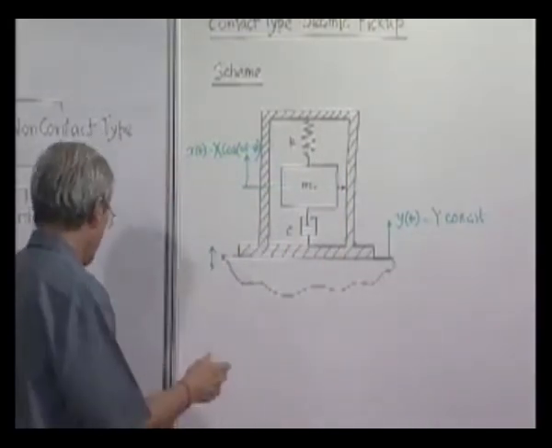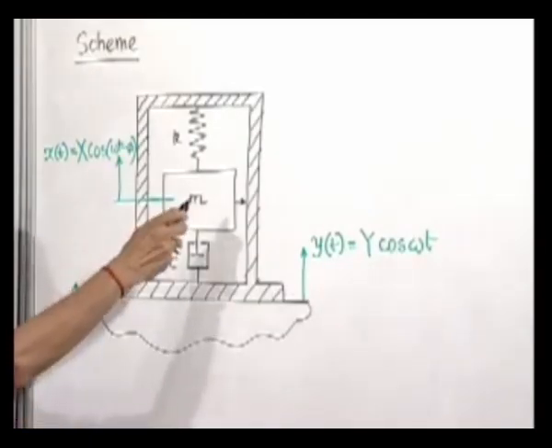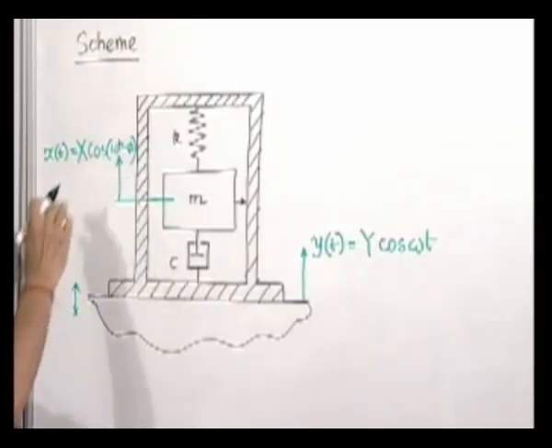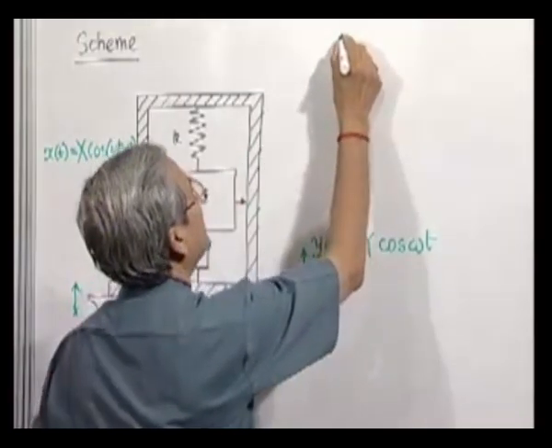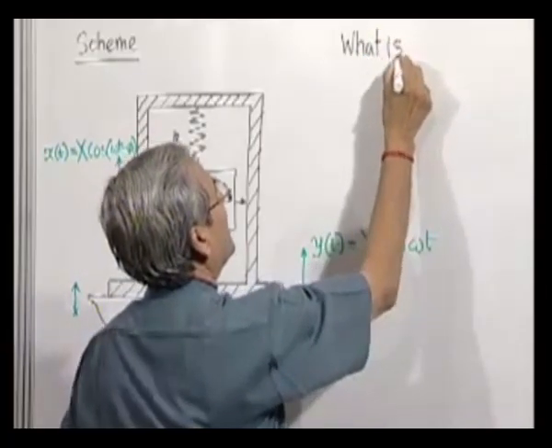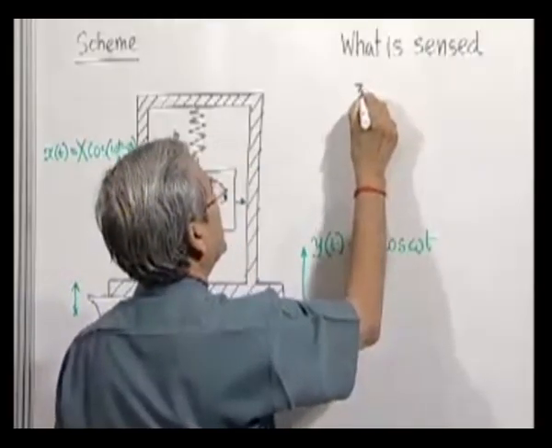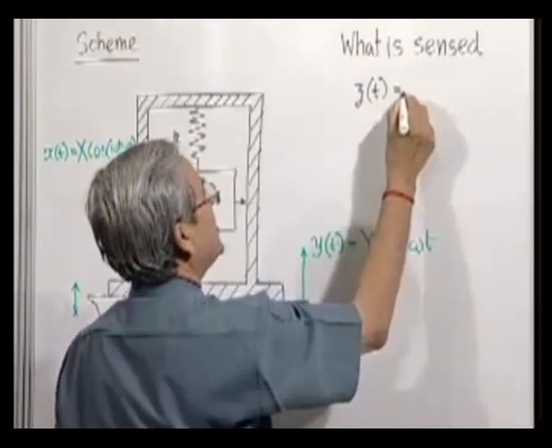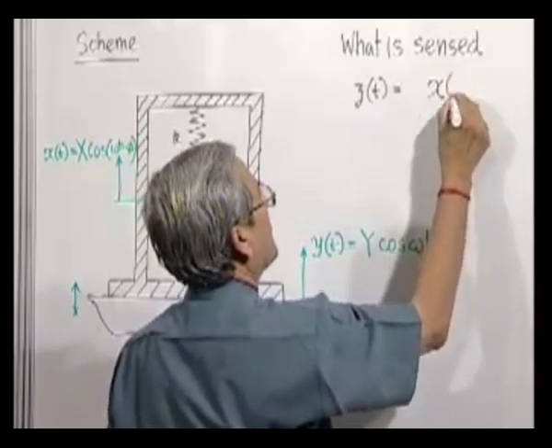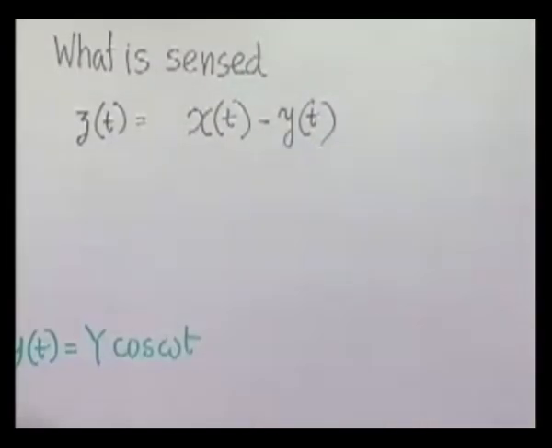But anyhow, our primary objective, as you can see, is the measurement or sensing of the relative movement between the container and this mass. So this relative movement, what is sensed, is z, a function of time, which is nothing but the relative movement between the two. Now, let us see the free body diagram.